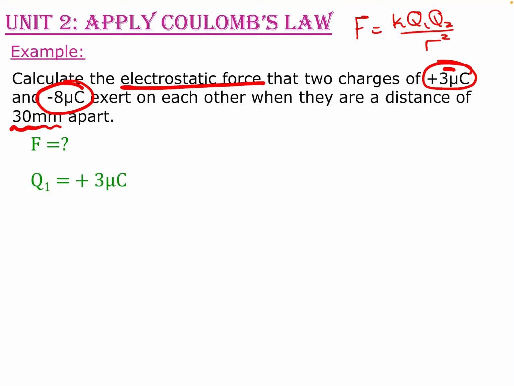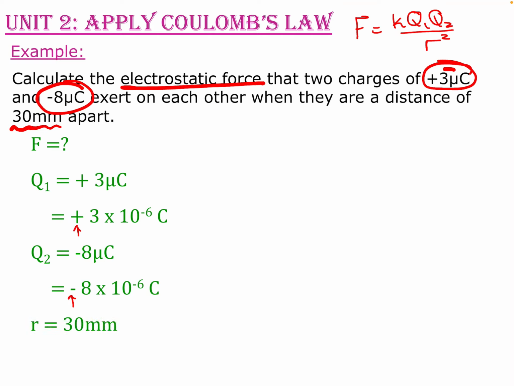So we want F. We know that Q1 is plus 3 microcoulombs. We can't work with it in microcoulombs. That's 3 times 10 to the minus 6 coulombs. Q2 is minus 8 microcoulombs, so that's minus 8 times 10 to the minus 6. I'm only going to consider those signs when I have to do direction at the end. 30 millimeters for the distance has got to be in meters, so I'm going to divide by 1,000: 0.03 meters.